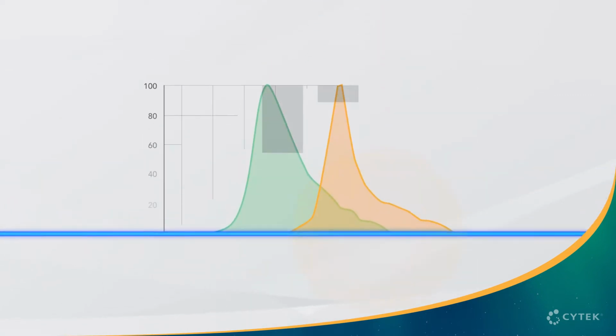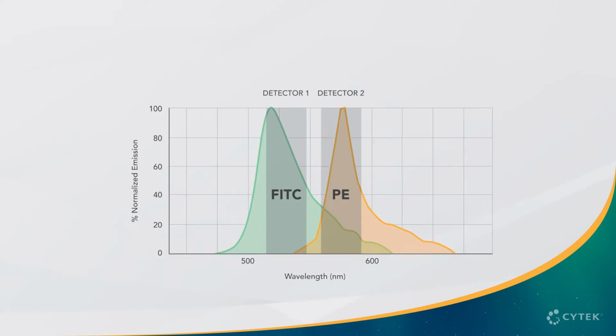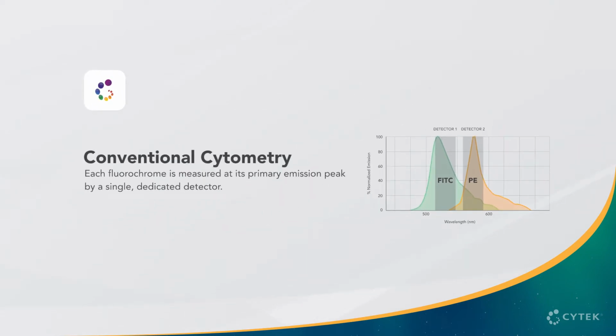Spillover occurs when a fluorochrome emits light into multiple detectors. In conventional cytometry, each fluorochrome is measured at its primary emission peak by a single dedicated detector. Any spillover by this fluorochrome into detectors dedicated to other fluorochromes would be a false positive signal.